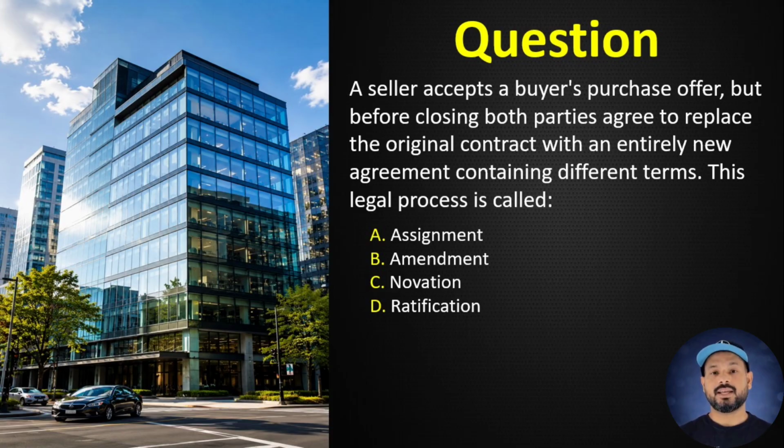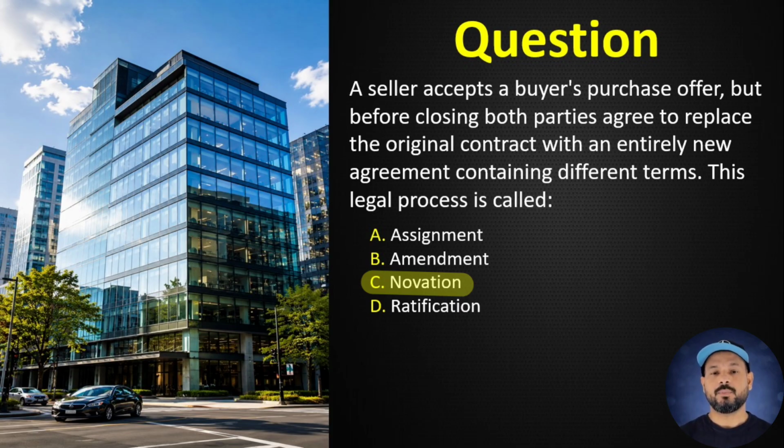Question number 13. A seller accepts a buyer's purchase offer, but before closing, both parties agree to replace the original contract with an entirely new agreement containing different terms. This legal process is called: A. Assignment, B. Amendment, C. Novation, D. Ratification. Correct answer: C. Novation.